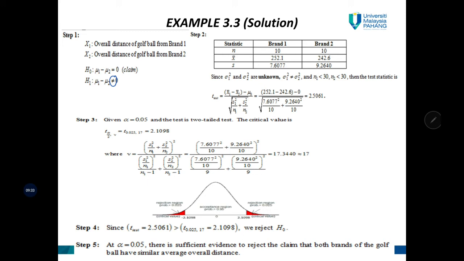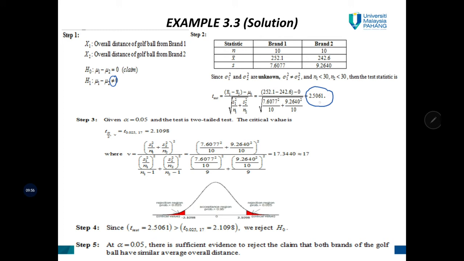Okay, we need to compare the t-test and the t-critical value. The value of the t-test here is 2.5061. Identify whether the value is under a rejection region or acceptance region.